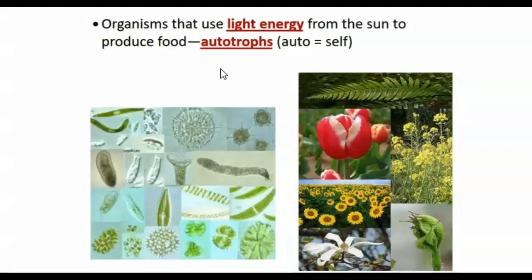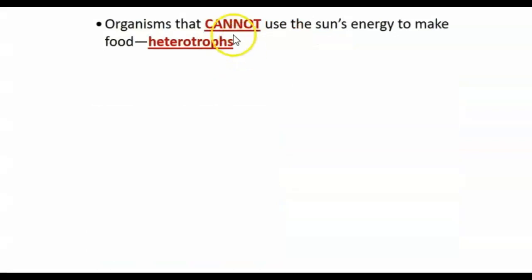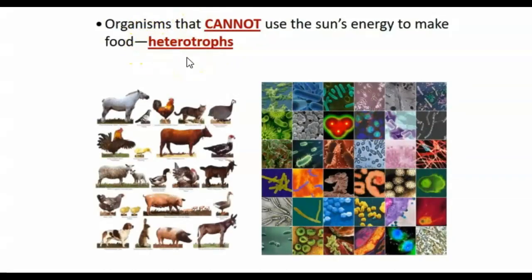We cannot do that because we are heterotrophs. Heterotrophs are organisms that cannot use the sun's energy to make their own food, right? We need to eat something like a nice cheeseburger or salad or whatever.